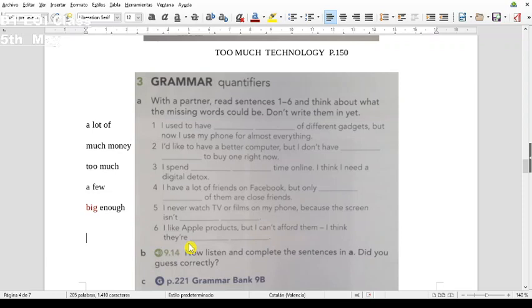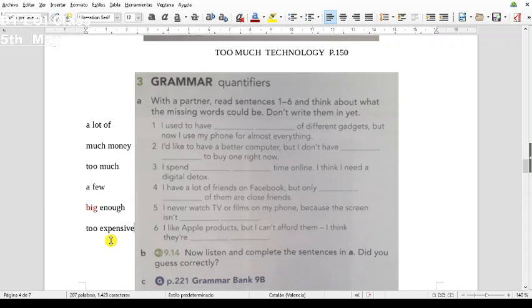And number 6, I like Apple products, but I can't afford them. I think they are too expensive. Los productos de Apple son muy buenos, pero no puedo permitírmelos porque son, ¿cuál es tu opinión? Demasiado caros. Too, más adjetivo, era para enfatizar. Too expensive. Too, demasiado, expensive, adjetivo.